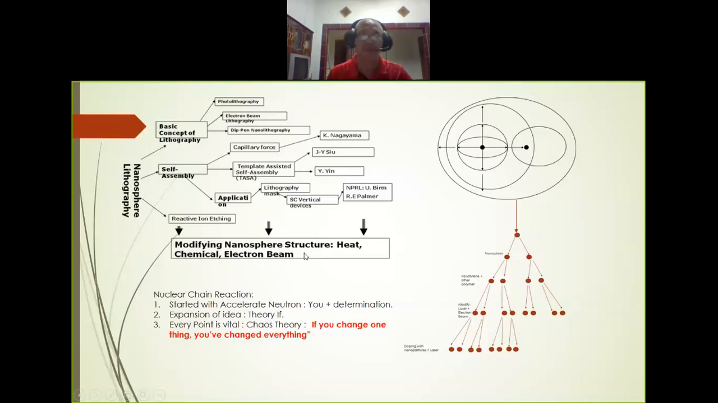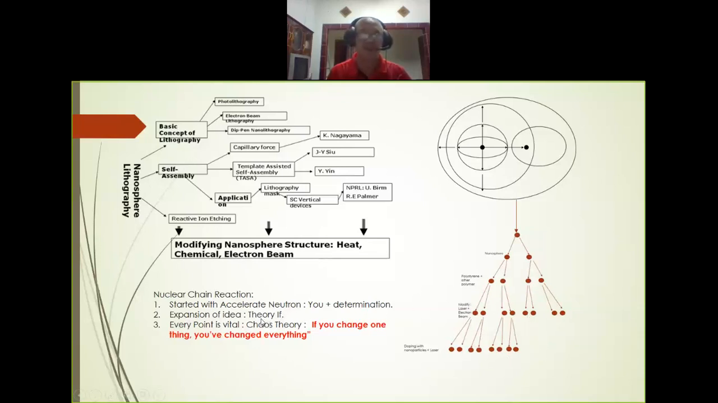Okay, so from the research that I started for my PhD, I found that modifying the polymer, especially polystyrene, has not been looked into carefully. So that became my PhD study: how to look into the possibility of creating modifications of the polymer structure. So the nuclear chain reaction becomes the basic idea for how to start your PhD research work and how to expand it to become much more.